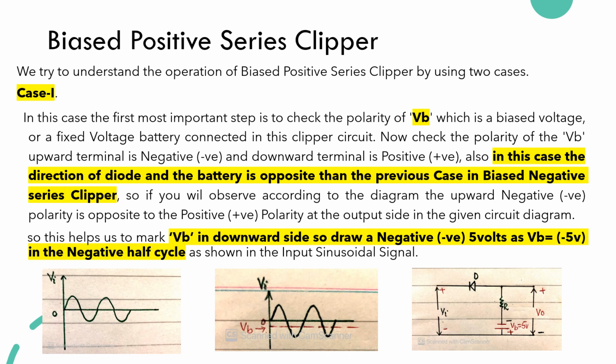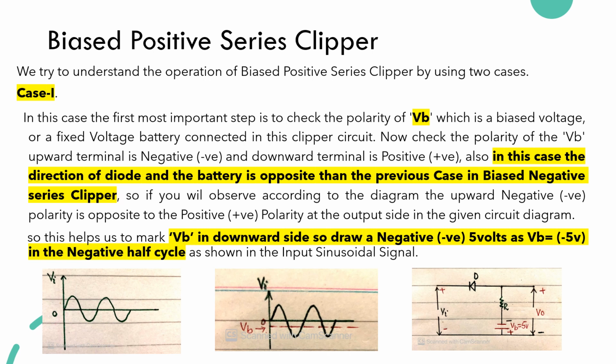Now this is the second type of series clipper. These are biased positive series clippers, and we try to understand the operation of the biased positive series clipper, again by using two cases with two different conditions.